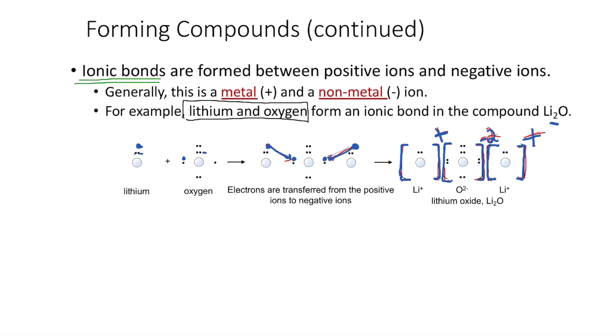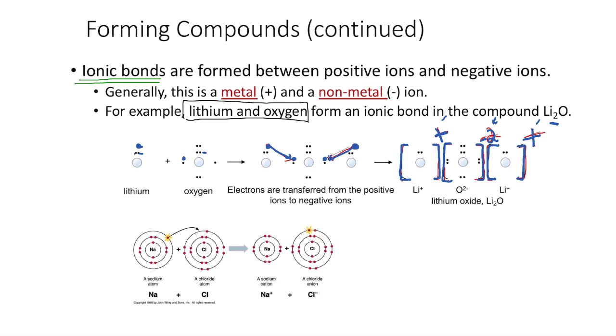So the charges should balance out. So we have two positive charges and a -2 charge. So overall the charge is 0, which is what we want. So this is what makes up lithium 2 oxide.